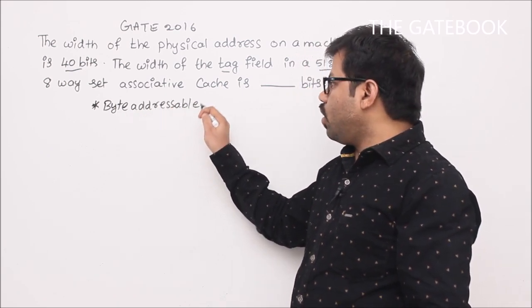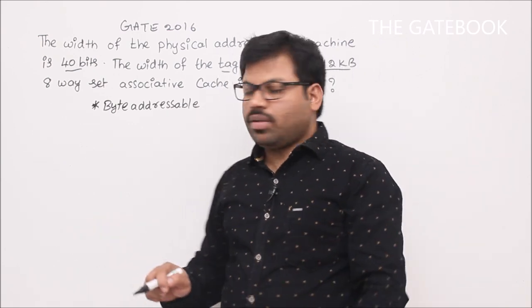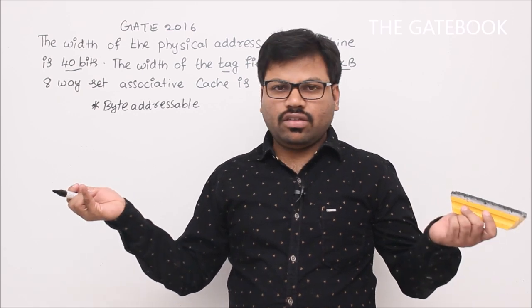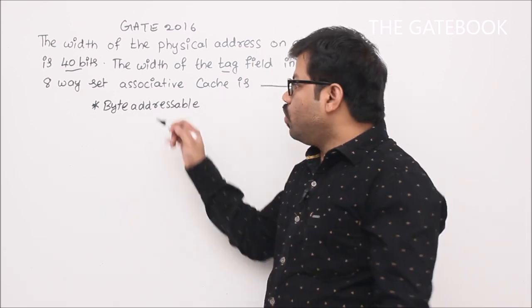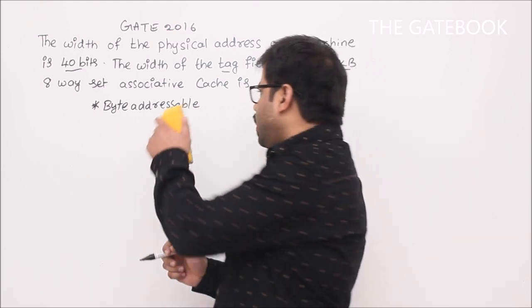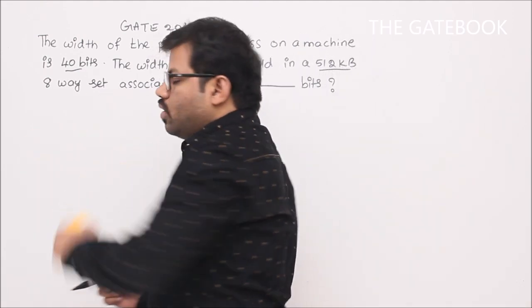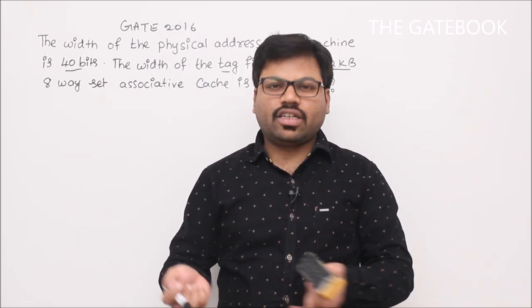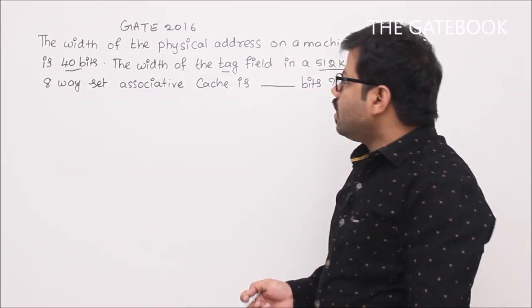And if the question is about multiple choice, then solve the problem with byte addressable. If you get the answer, then just take it and go. If you don't get the answer with byte addressable, then only go for word addressable. Okay, you follow this technique from now onwards. So finally, if nothing is mentioned, we can take it as byte addressable system. Okay, let us begin the problem.